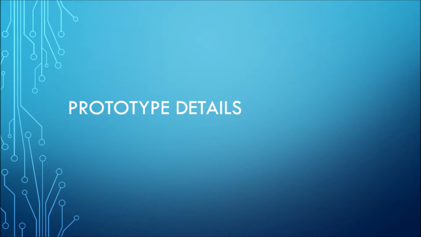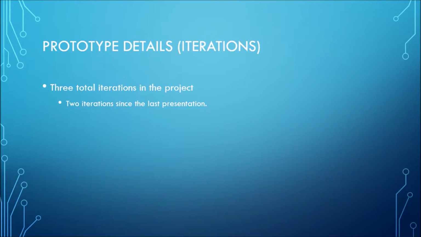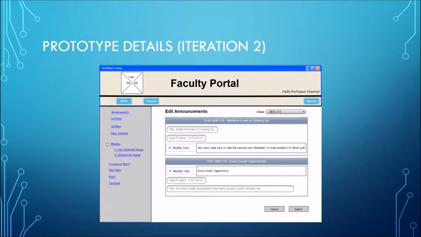And now let's jump into the prototype details. In this project, we have had 3 total iterations. The last 2 iterations have occurred since the last presentation has taken place. This is an example of the faculty portal from the second iteration.